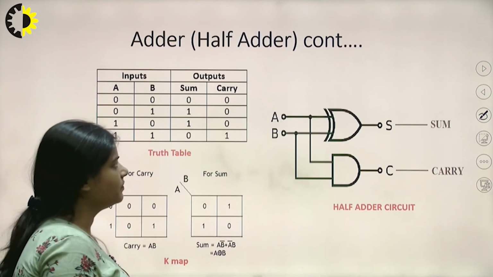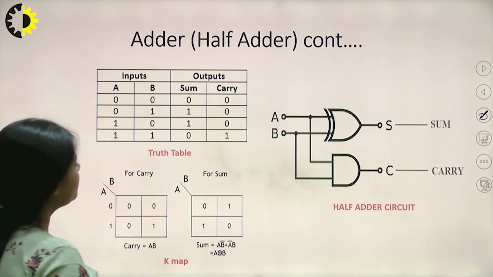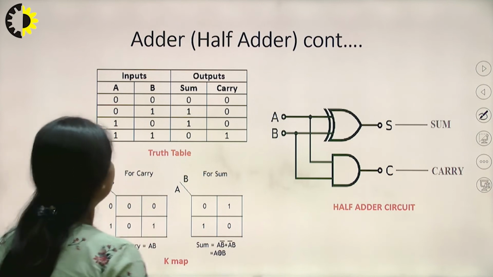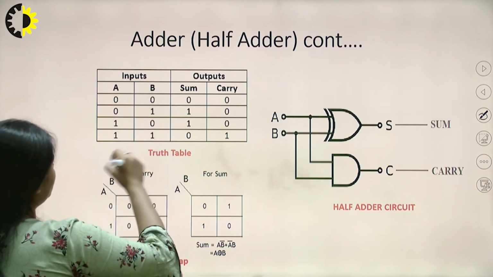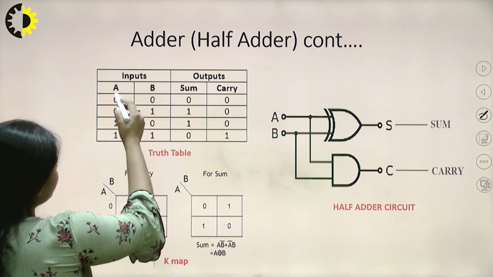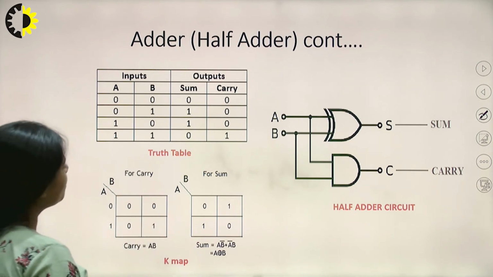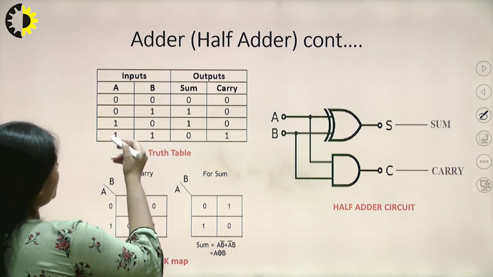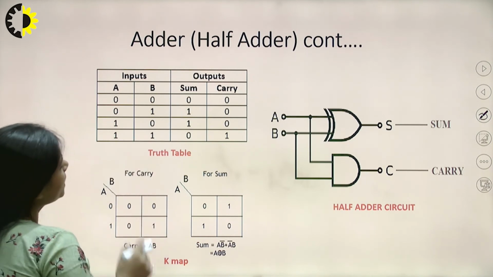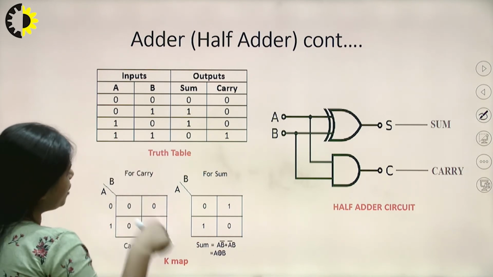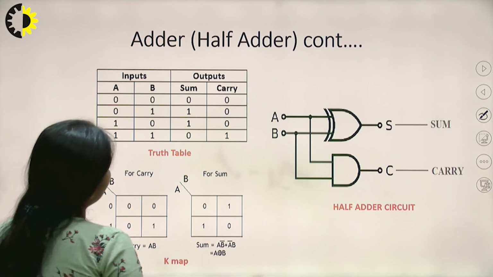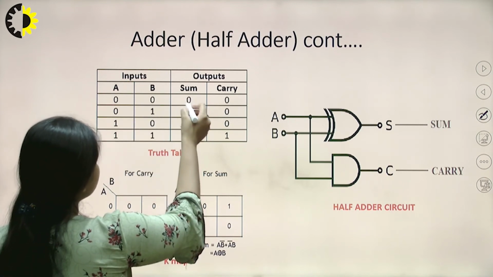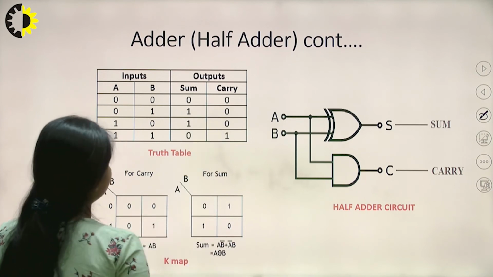How it works, we have to see that. First of all, we are going to write the truth table for the half adder. Here we have two inputs, which we have named A and B. All the possible combinations of A and B can be 0, 0, 0, 1, 1, 0 and 1, 1. So what we can find as output: whenever we add 0, 0, we have sum 0 and carry 0.